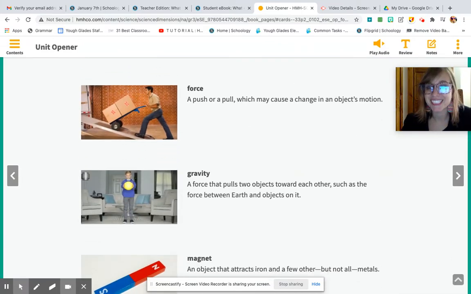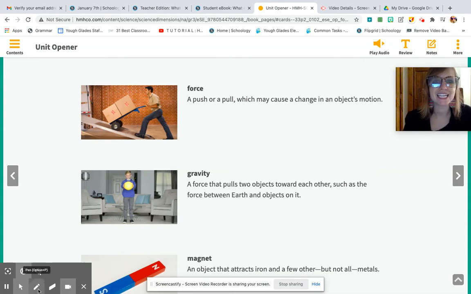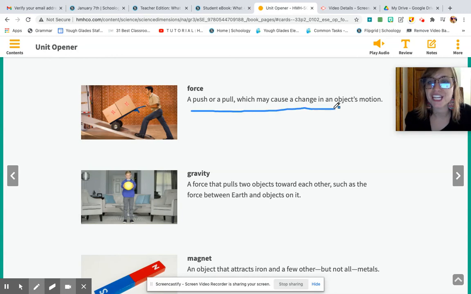And a force, like we said, a force is a push or a pull, which may cause a change in an object's motion. Motion is a big one there. Now, pushing and pulling an object is not the only example of force, as we discovered in our parachute lesson, for example. In our parachute lesson, we had to consider gravity, which is an invisible force that pulls objects towards the center of the earth.